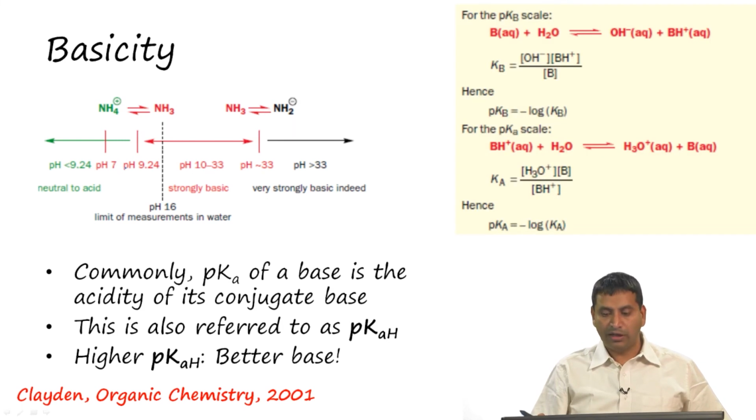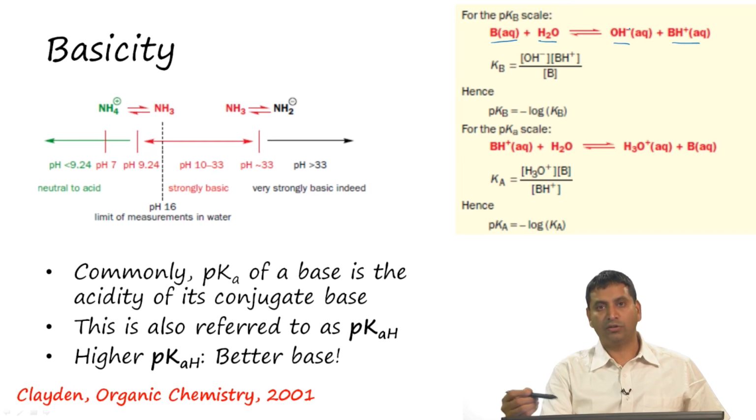So, with this in mind, let us define another equilibrium constant known as Kb. Much like Ka is for acidity, Kb is for basicity. So, Kb is nothing but you take B plus H2O, going to give you hydroxide and BH plus. So, here is the conjugate acid, and here OH minus is the conjugate base, and the scale can be defined as pKb is nothing but minus log of Kb.